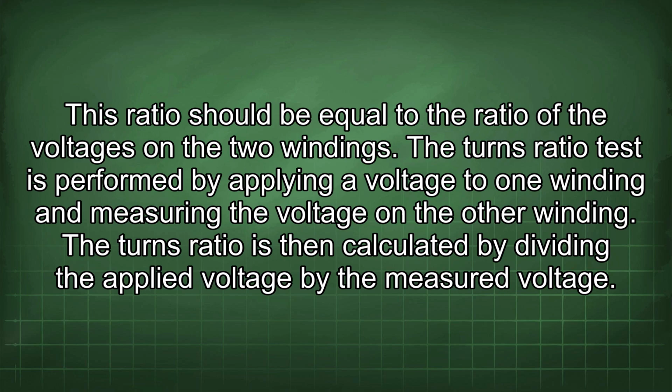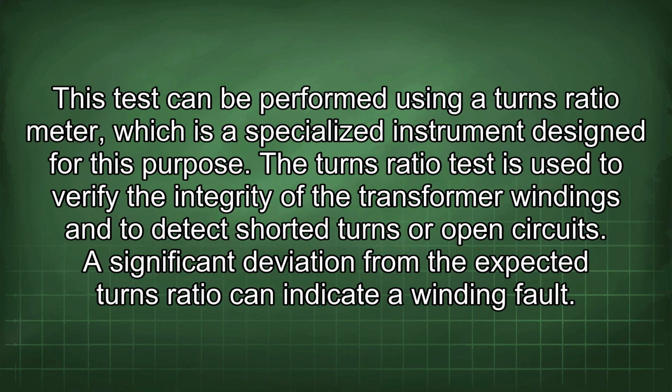The turns ratio test is performed by applying a voltage to one winding and measuring the voltage on the other winding. The turns ratio is then calculated by dividing the applied voltage by the measured voltage. This test can be performed using a turns ratio meter, which is a specialized instrument designed for this purpose. The turns ratio test is used to verify the integrity of the transformer windings and to detect shorted turns or open circuits. A significant deviation from the expected turns ratio can indicate a winding fault.